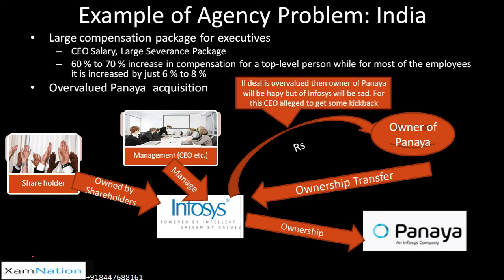So this has been written: if the deal is overvalued, then the owner of Panaya will be happy, but the owner of Infosys will be sad, and the owner of Infosys is the shareholder. Management is not the owner. For this, was the CEO eligible to get some kickback? It was an allegation on the CEO that he got some kickback, and this allegation was put by none other than Narayan Murthy himself. Now, this is one example of agency conflict.